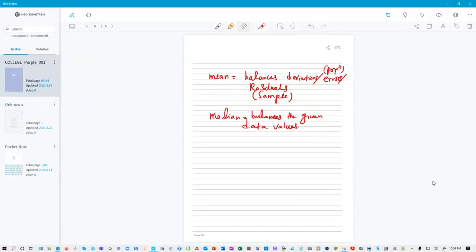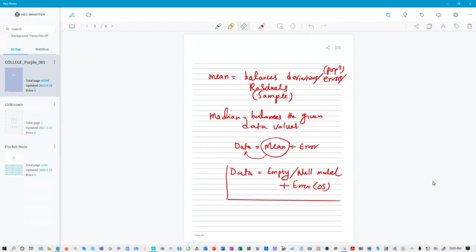So I have a data. I'm using its mean plus error. See, its own mean, the data's mean. That's my model. In another way, I can say the data has been modeled with the empty or null model plus error, other stuff. See? It's the same thing. Its own mean.